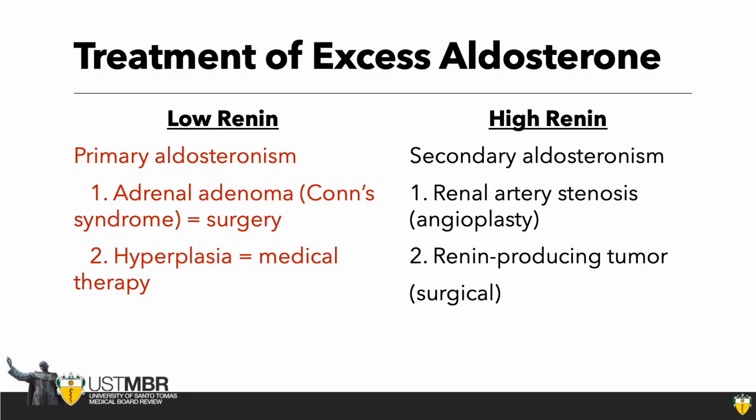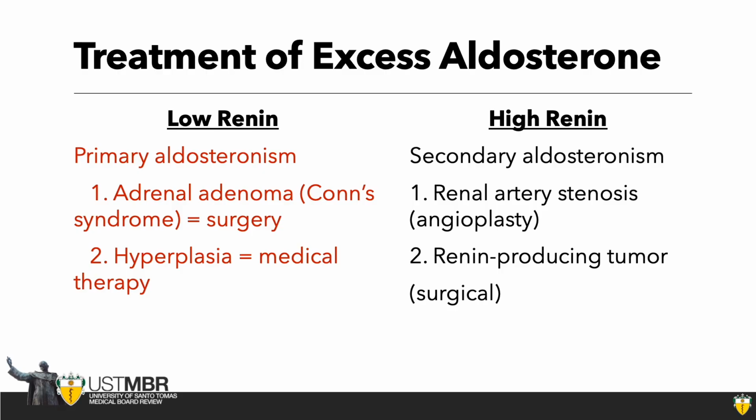If they're going to ask something about this, it is to differentiate. If it's adrenal adenoma, the treatment is surgery. Hyperplasia does not respond to surgery, so the treatment is a mineralocorticoid antagonist like spironolactone. Okay, for hyperplasia, we don't operate on them; they will not get better. Only adrenal adenoma overproducing aldosterone will respond to surgery.